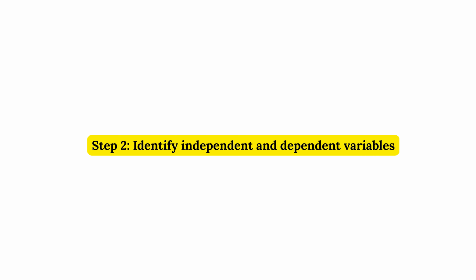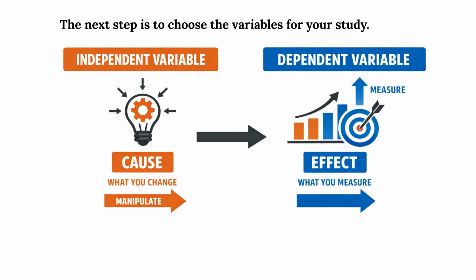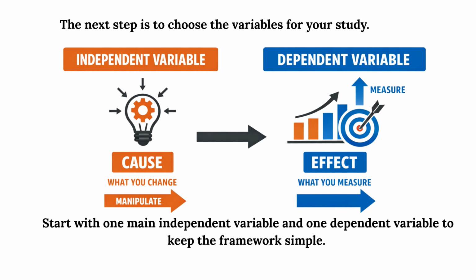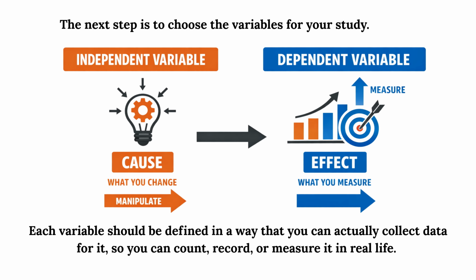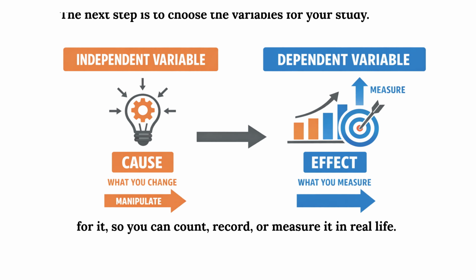Step 2. Identify independent and dependent variables. The next step is to choose the variables for your study. The independent variable is the factor you think will cause a change, while the dependent variable is the outcome you want to measure. Start with one main independent variable and one dependent variable to keep the framework simple. Each variable should be defined in a way that you can actually collect data for it, so you can count, record, or measure it in real life.